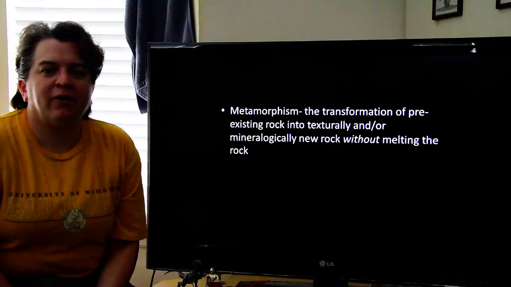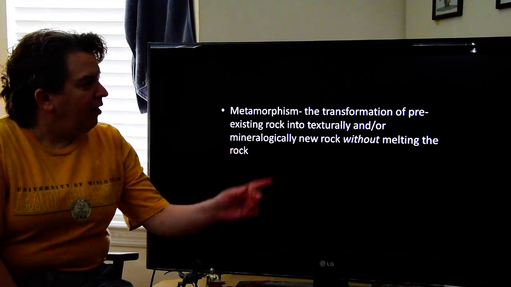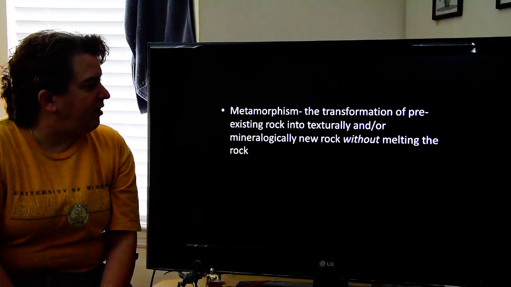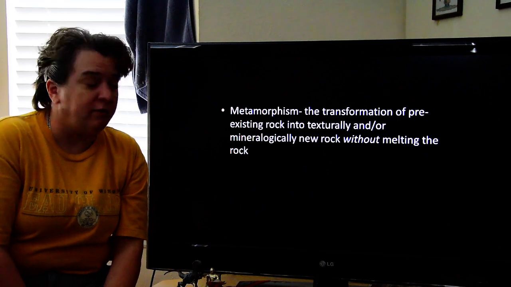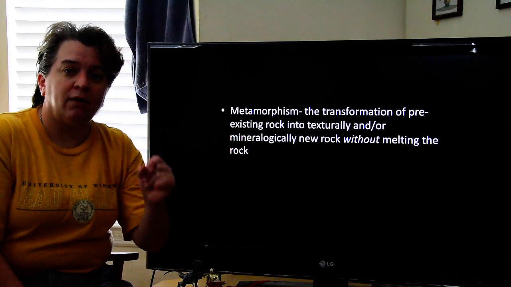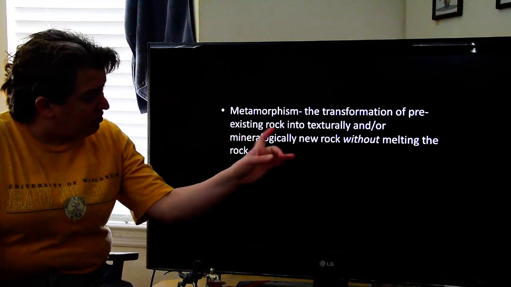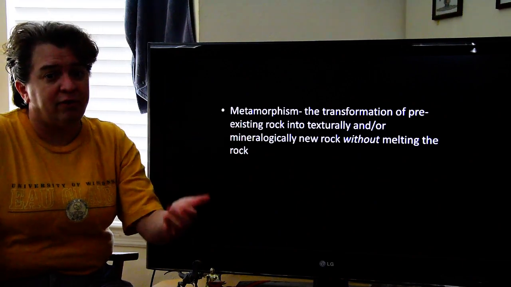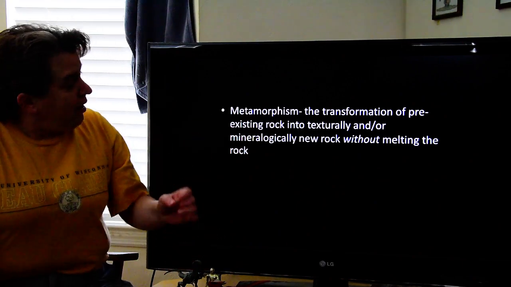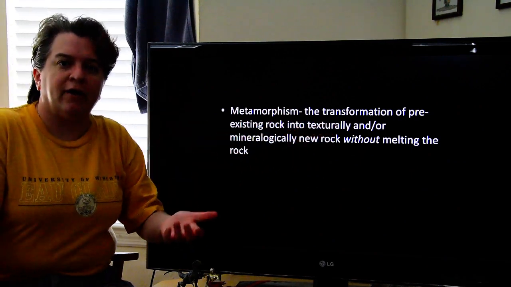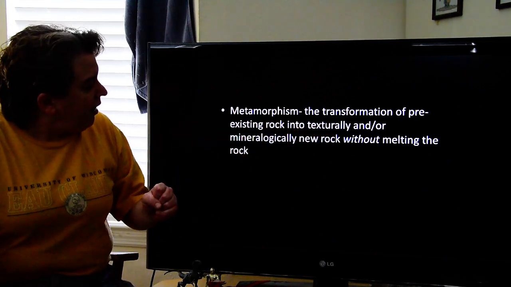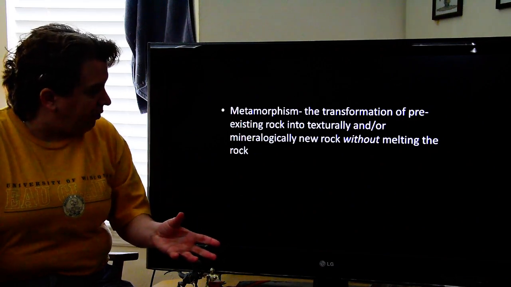Today we're going to be going over metamorphism, which is the transformation of pre-existing rock into texturally and/or mineralogically new rock without melting the rock. And that's the key, because if we melt the rock, then it's going to become an igneous rock. So when we're talking about the pre-existing, that's the parent rock or protolith. That's the rock we're starting with.